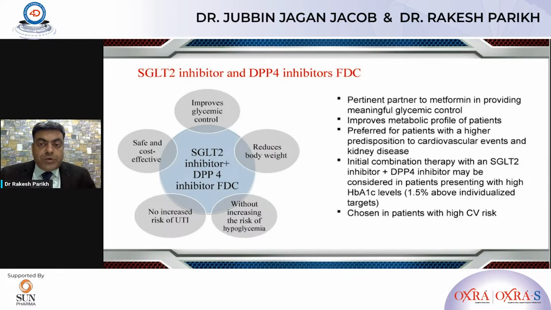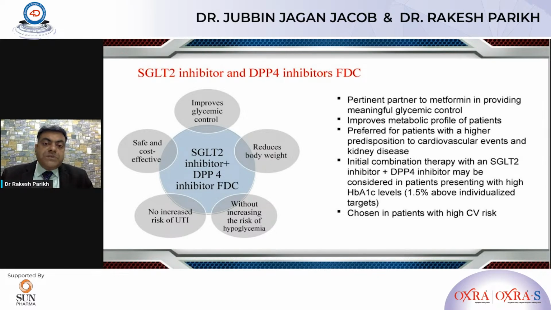Moreover, the SGLT2 inhibitors have a possibility of some genital or urinary infection in some 5 to 6% of patients. But when you combine these two as a fixed dose combination, somehow the risk of UTIs and genital infections is also very low. So these are very safe and cost-effective drugs which are available now, and these are a very good partner to be added to metformin in the management of these patients. They improve the metabolic profile of the patient by addressing different pathophysiological defects, and these are preferred in patients who are at a higher risk of cardiovascular events or kidney diseases, but you can definitely give it in every patient.